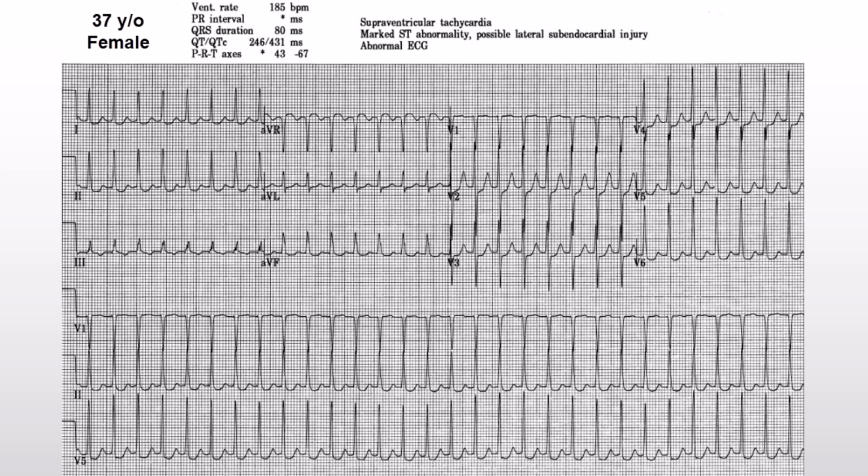I use the machine calculations a lot, but you still have to be careful. Sometimes if you have tall R waves and tall T waves, the machine may also count the T waves as R waves and calculate a ventricular rate that's twice what it actually is.